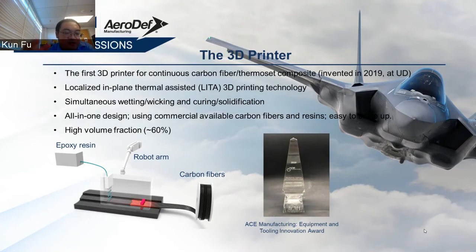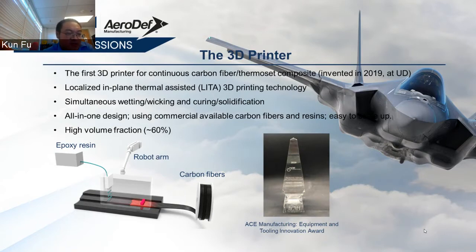So we don't use prepreg, we just use dry fibers or fabrics, no matter if it's carbon fiber or glass fiber, so any type of fibers. We are just using dry fibers and the high performance resins we can find on the market. So we just do the printing together. Our data has shown that our composites have a very high fiber volume fraction and good mechanical strength. So this is an all in one design. Everything we purchase for the feedstock materials is on the market. So we are focusing on the equipment development and also the tooling design.